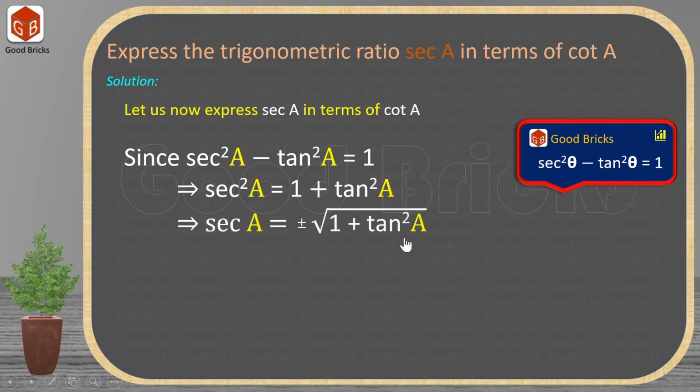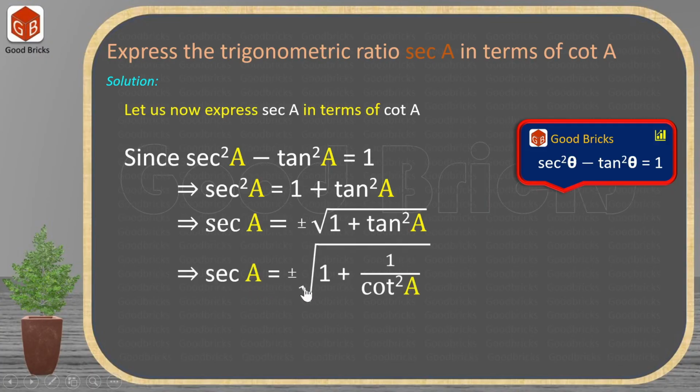Now our main focus is we want to express this secant theta in terms of cot theta, and we know tan is the reciprocal of cot, so we can write secant A is equal to plus or minus root of 1 plus 1 by cot square A. What we have done, we have written tan in terms of cot. Finally, they asked us to express this secant A in terms of cot, so we have done using our trigonometric identity.